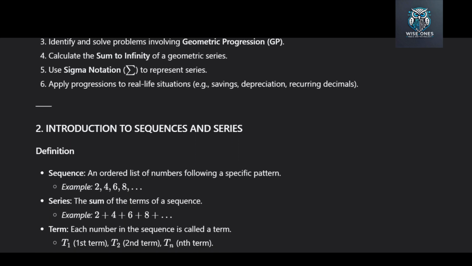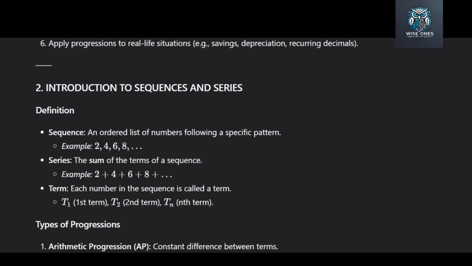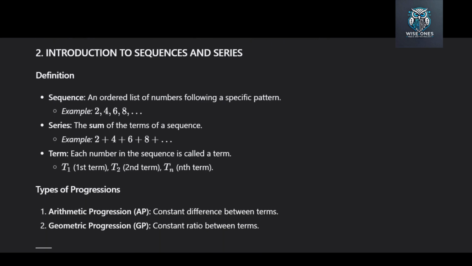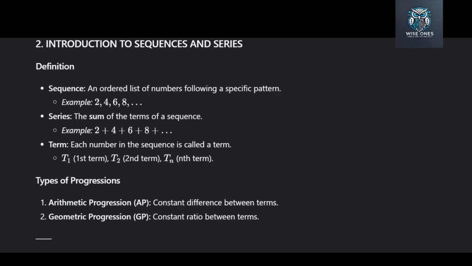Let us start with Section 2, Introduction to Sequences and Series. First, what is a sequence? A sequence is an ordered list of numbers following a specific pattern. Think of it like a queue of people. The order matters. For example, if I say 2, 4, 6, 8, and so on, that is a sequence. Each number increases by 2.